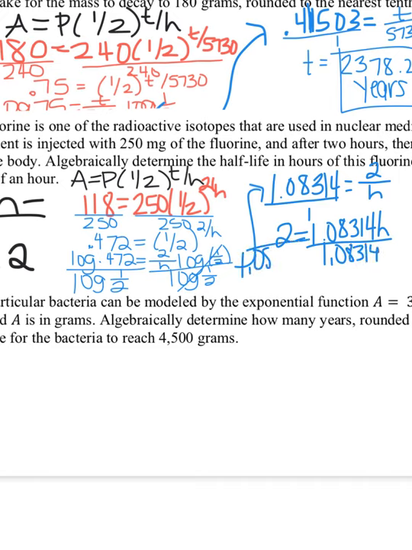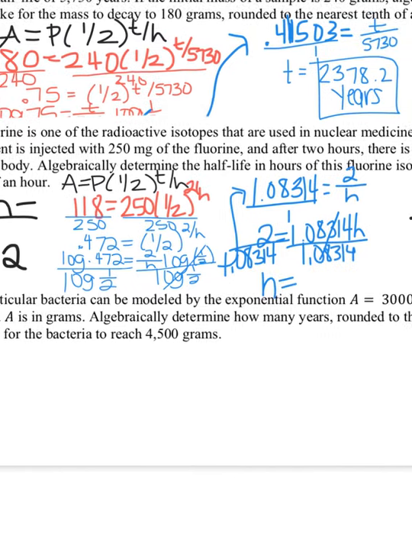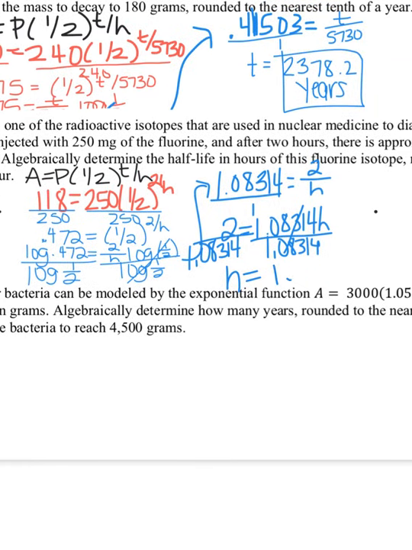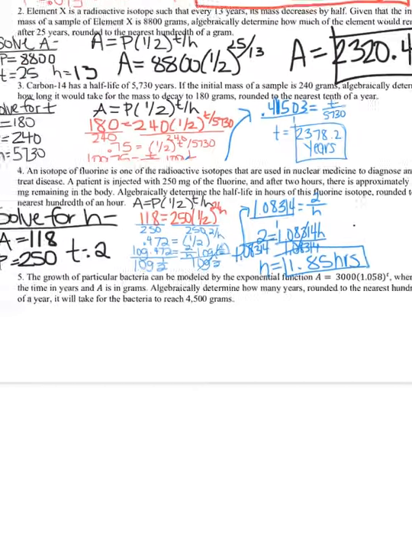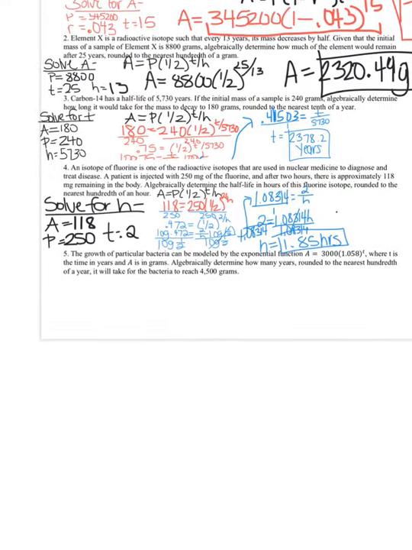Make sure that you're doing this in the right order. You're not doing the 1.08314 number divided by 2. It's the other way. 2 divided by 1.08314. So this will cancel over here, which gives me H equals, now you can round to the nearest hundredth because this is going to be your final answer. You get 1.85, and that is talking about hours. That's your answer. And last one.